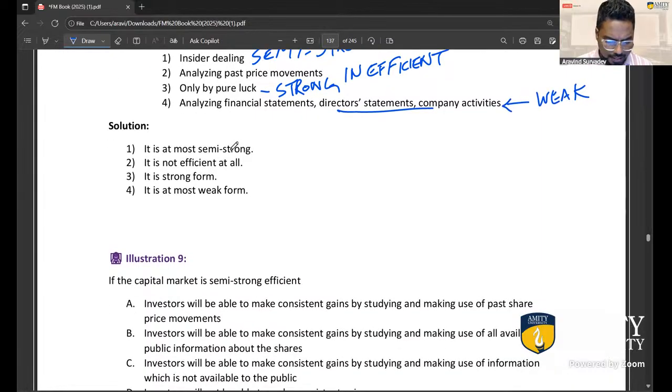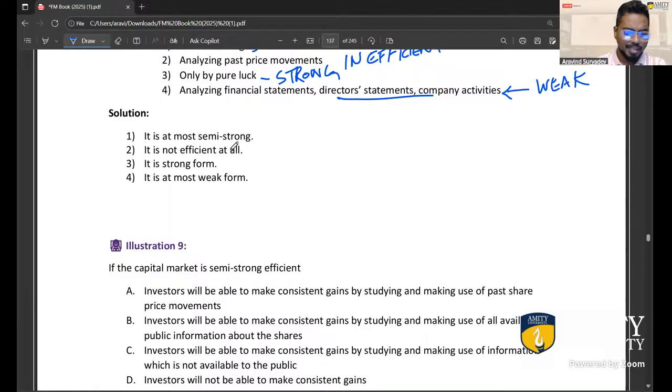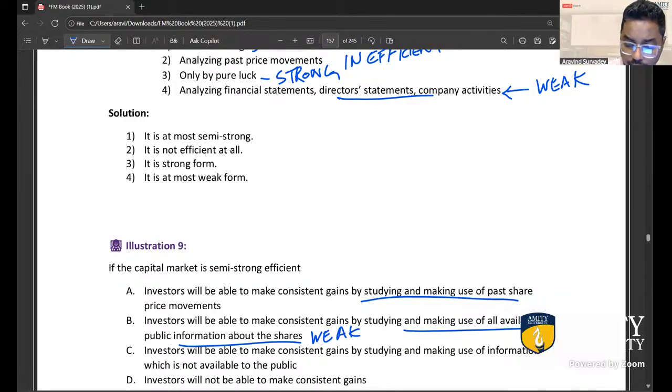Moving on from there, here's a question. If the capital market is semi-strong efficient, investors will be able to make consistent gains by studying and making use of past share price movements. Definitely not. That would be in a weak form efficient market. Investors will be able to make consistent gains by studying and making use of all available public information. Sorry, guys, this would be in an inefficient market.